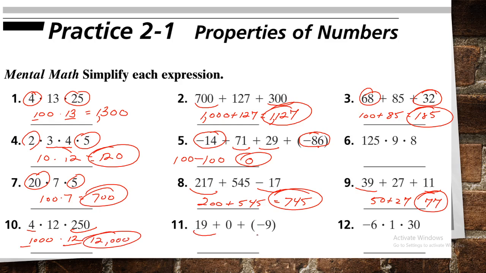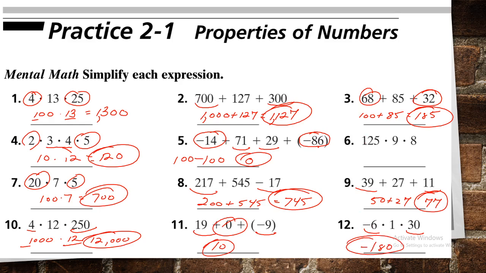Next one, 19 minus 9 is 10, and 0 is the ultimate nothing, right? You don't do anything with 0. You just get 10. And anything times 1 is itself, right? These two are actually using the identity. 6 times 30 is 180, and the opposite would be negative 180.